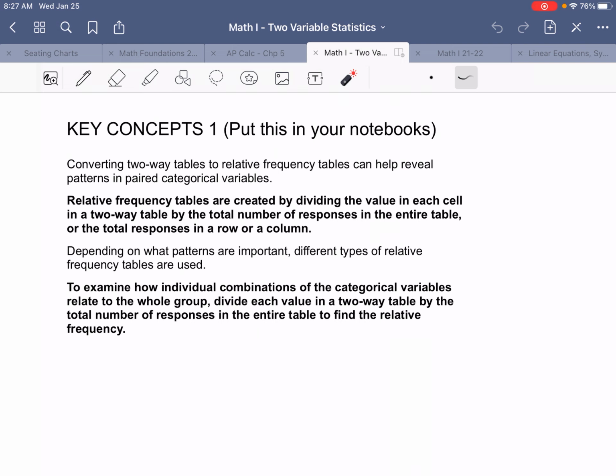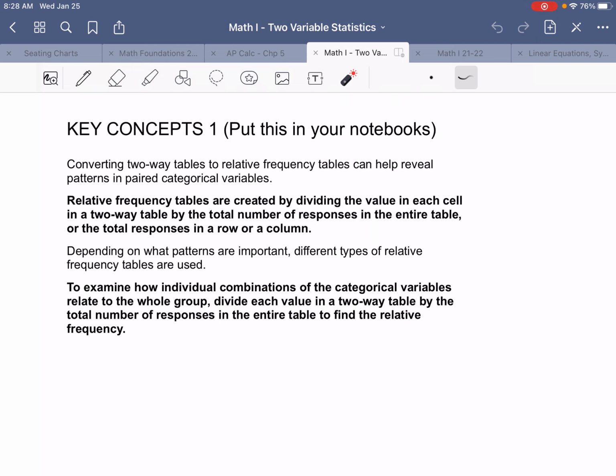Today we're going to talk about relative frequency tables, and they are really helpful because they help us identify some patterns. It's really hard to identify patterns and say anything meaningful about a two-way table that just has numbers in it. We create relative frequency tables by dividing the value in each cell in a two-way table, each box, by the total number of responses in either the entire table or the total responses in a row or a particular column.